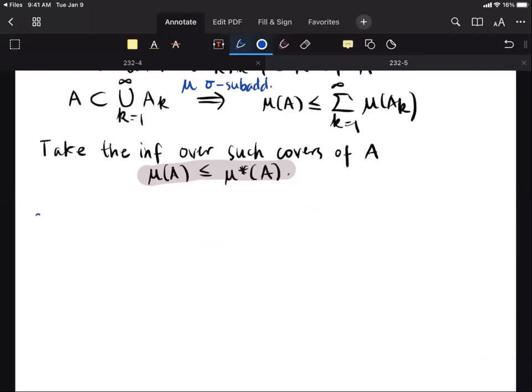For number 3, we wish to show that all elements of the ring are measurable with respect to the outer measure mu star.